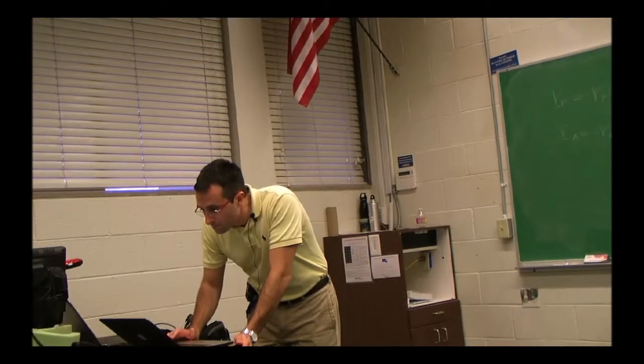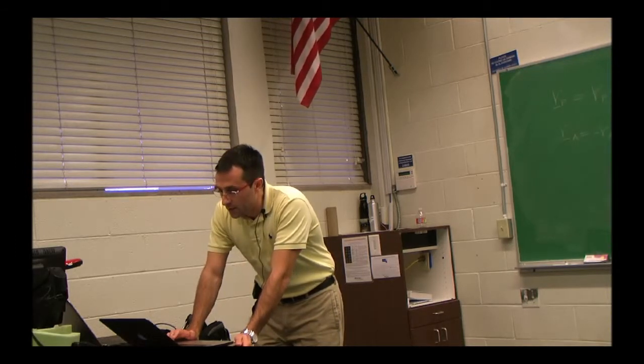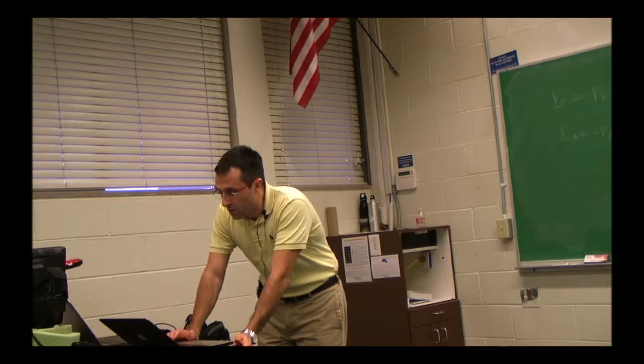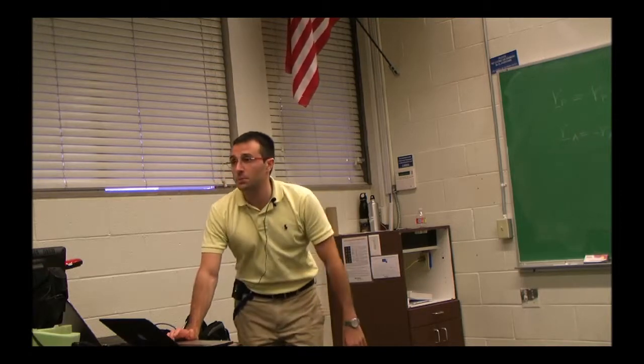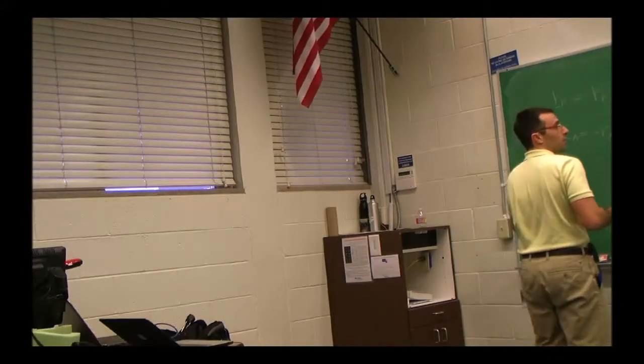What is it? 8,000, 0, 6,000. So I need to make sure that not only I match the right velocity at that position, but also the velocity has to be normal to the radius. Otherwise I'm not on a circular orbit.